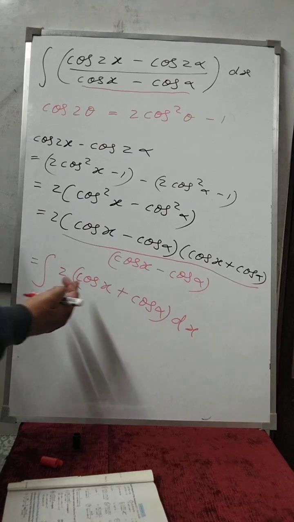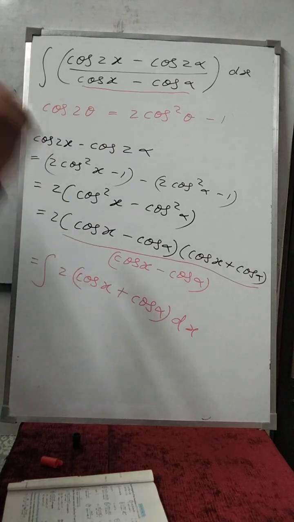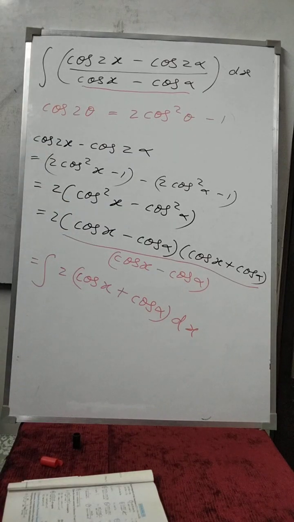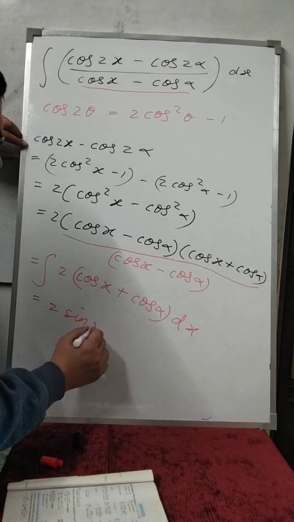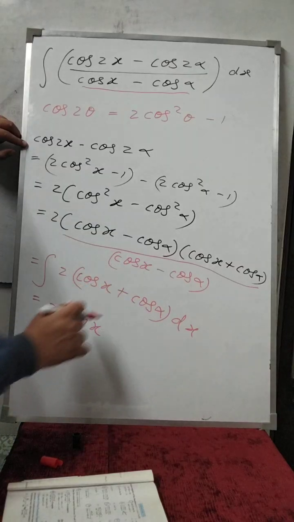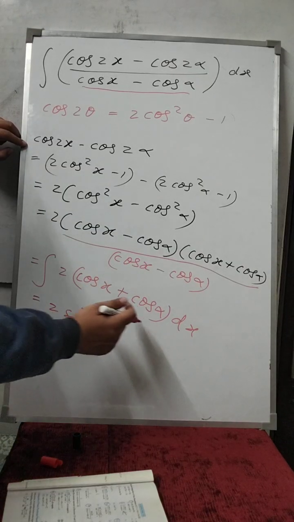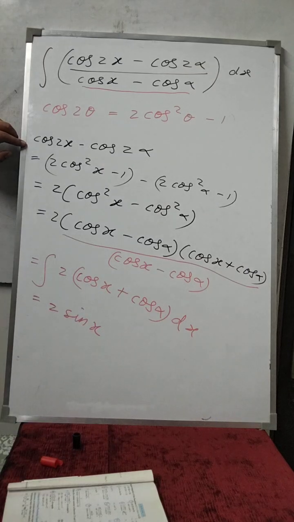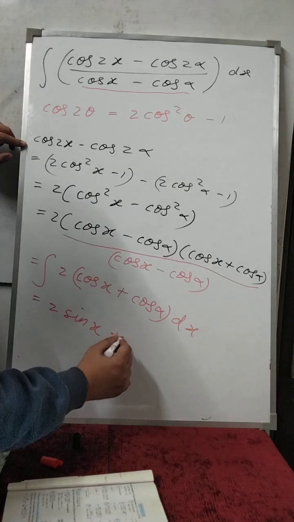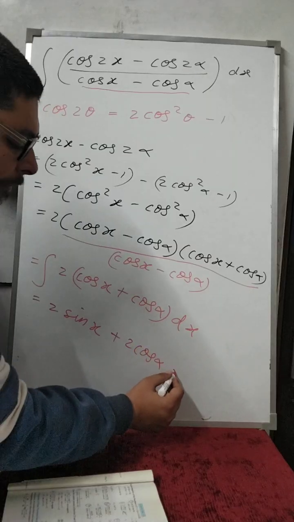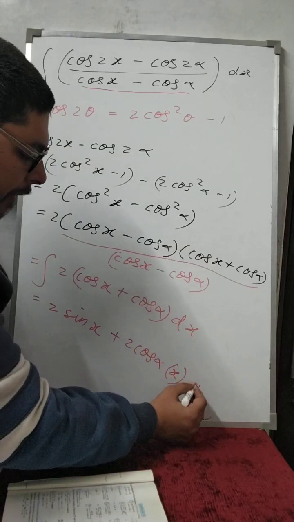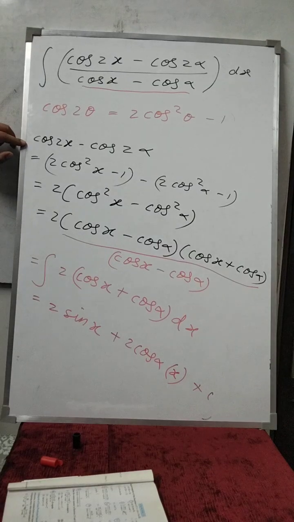So what will be the integration of cos x? Integration of cos x will be sin x. So it will become 2 sin x. Cos alpha will come out of integration because it is a constant. So I can write here plus 2 cos alpha, integration of dx will become x plus constant of integration in indefinite integration. So this is the final answer.